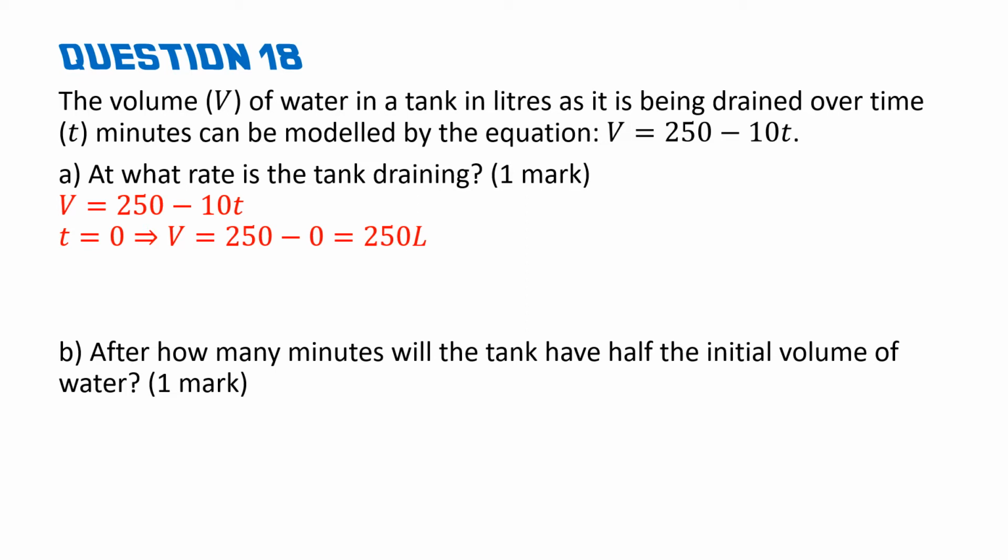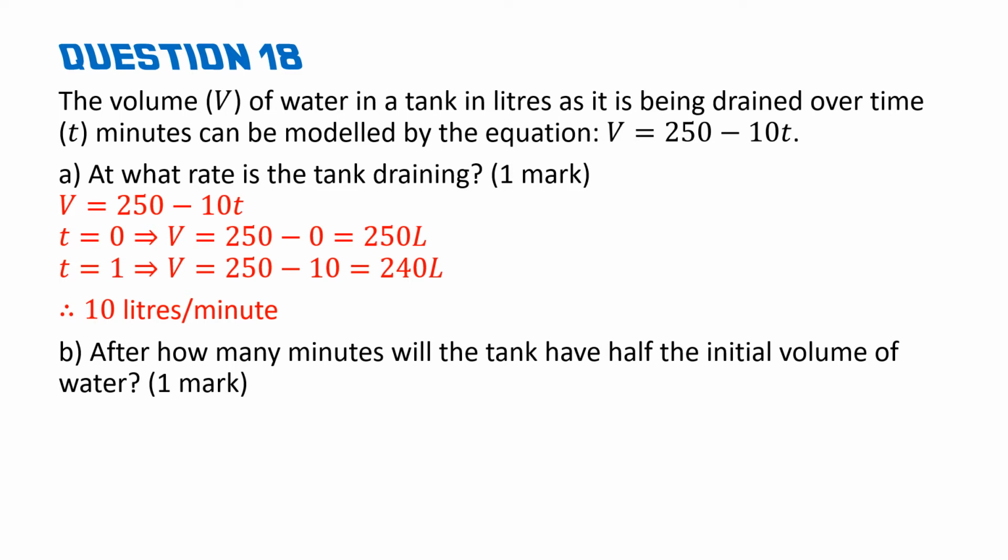Let's pick another point. You can pick any other point, but let's just do 1 to make our life easy. So when time is 1, we get 250 minus 10 lots of 1, which is just 250 minus 10. 250 minus 10 is 240 litres. So we've picked 1 minute, the difference between 0 and 1. So in that 1 minute, how much have we lost? We've gone from 250 litres down to 240 litres. So therefore we are losing 10 litres per minute. Now, if we go back to our original equation, V equals 250 minus 10T, we've already said that that 250 represents the amount of water that we are starting with.